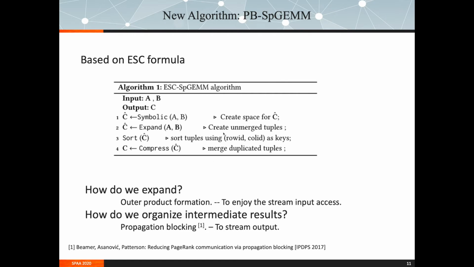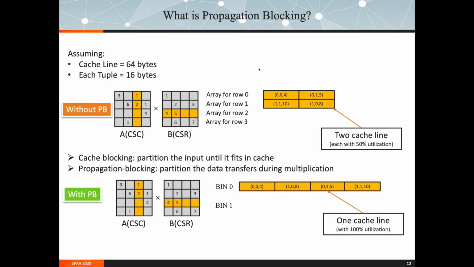Underlying the algorithm is the outer product formulation, which enables us to enjoy streaming input access. We briefly discussed before that outer product makes it extremely hard to organize intermediate results. To solve this, we applied a technique called propagation blocking, which was introduced by Professor Beamer for the SpMV problem. Now the question: what exactly is propagation blocking?